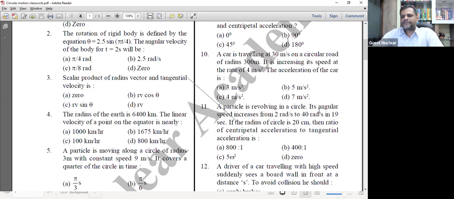सर्कल and its angular speed increases from 2 radian per seconds to 40 radian per seconds in 19 seconds.